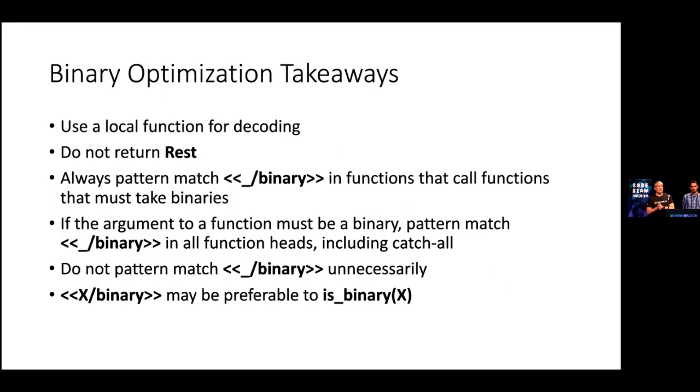So overall, we came up with some takeaways on how to better write our code for this. We should focus on using a local function for the decoding, not return the rest of the binary, just return the length, and add pattern matching for binaries where appropriate, but don't put them where they're inappropriate, because that tended to slow things down a little bit. We also did some experiments checking whether the guard was any better than the pattern match, and it was a little unclear. It seemed like the pattern match was maybe a little bit better, but we're not absolutely sure about that.